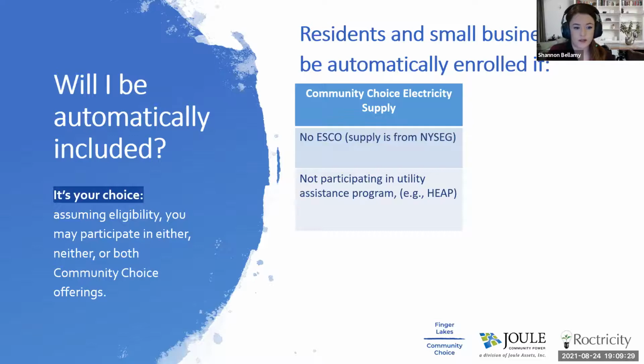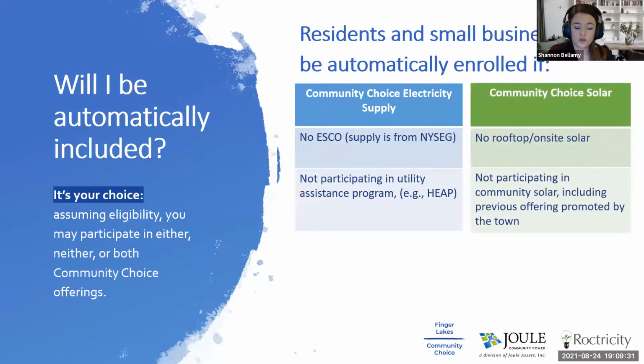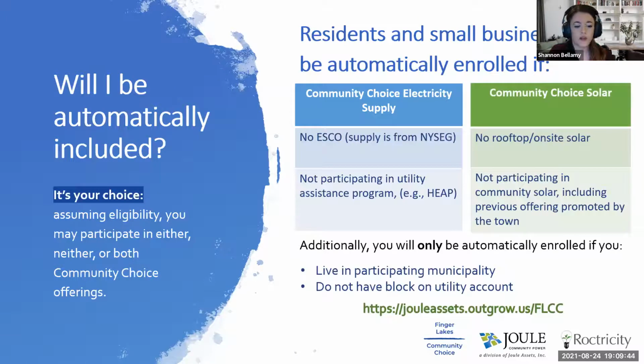So as long as you're not participating in that. And then for community solar, as long as you don't already have rooftop or on-site solar and are not currently participating in a community solar project, then you would be included in this program unless you chose to opt out. And of course, you have to live within the town and you can't have a block on your utility account.